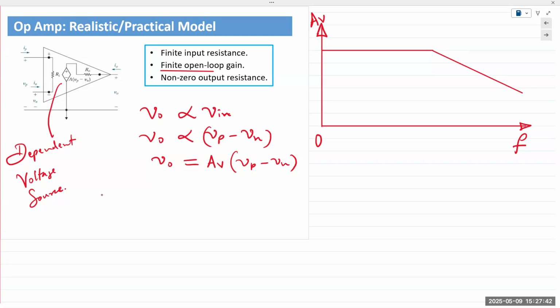This gain is probably, I don't know, has a value of 100,000 approximately. Even the smallest or the most common op-amps have a gain of about 100,000. But then beyond a certain frequency, it's going to start dropping off.